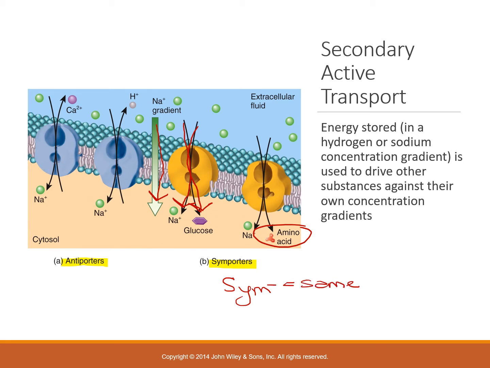The other kind are antiporters, and antiporters move substances in opposite directions. You're still going to use that sodium gradient that we created with primary active transport, and we use that as the energy to move another substance across the membrane, in this case calcium, moving in the opposite direction because it is an antiporter carrier protein. Here we also have hydrogen being moved across using an antiporter membrane protein.